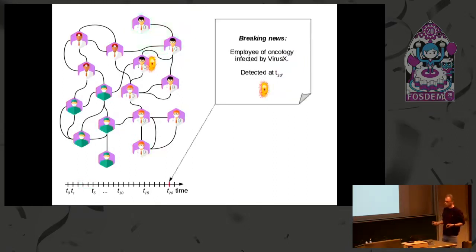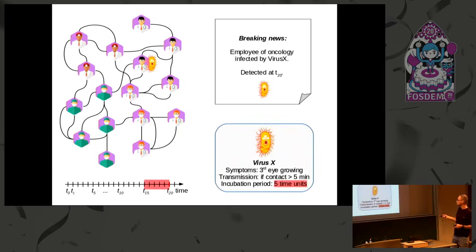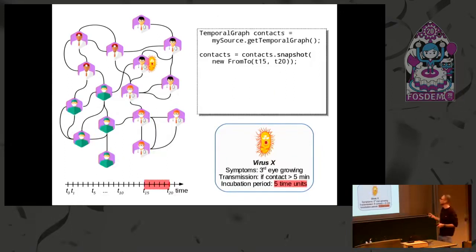And now the case arrives, breaking news: the virus is detected on one person in the oncology at time point T20. I marked it here in our time range. And now we want to know what happened in the last 5 time units, because that is our incubation period, inside our temporal graph. And therefore, to achieve this, to not look at this whole graph but only this period of the graph, we can apply our snapshot operator. The snapshot operator is applied on this full history of the graph and consumes a temporal predicate.